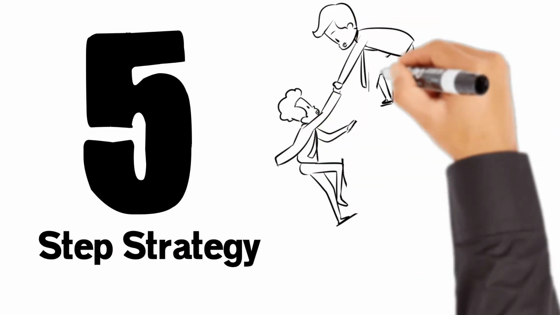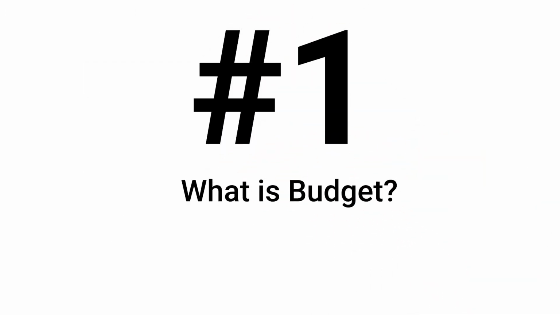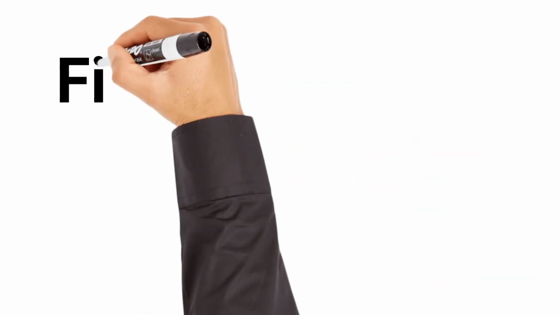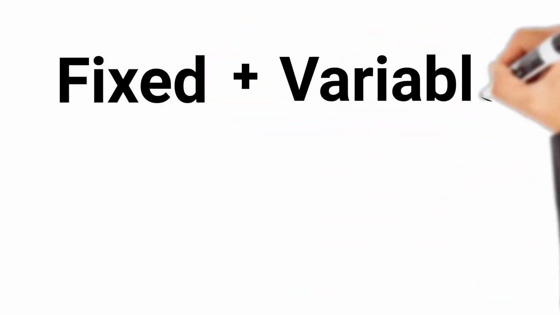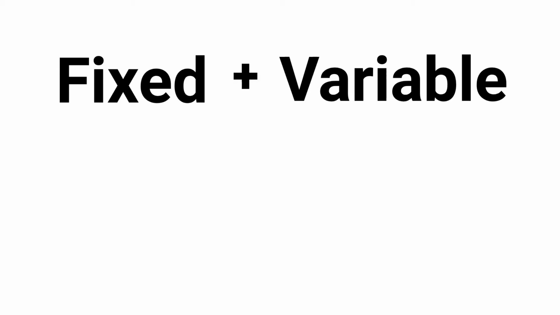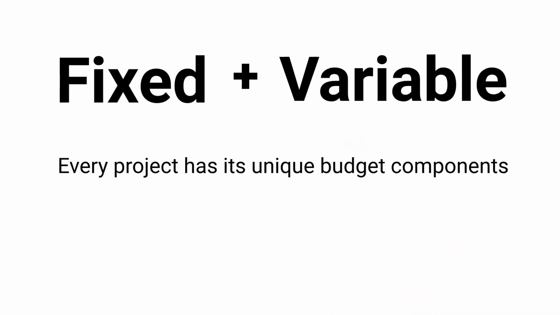Here is the 5-step strategy you can follow to successfully manage your project budget. So, how to manage the budget constraints? The very first step is to understand the concept of the project budget. Usually, a project's budget includes both fixed and variable costs, including materials, permits, labor, warranty, guarantee, commercial fee, and risk impact on the project. Every project has its unique budget components. Ideally, this step should be performed as soon as possible, with the beginning of the project itself.